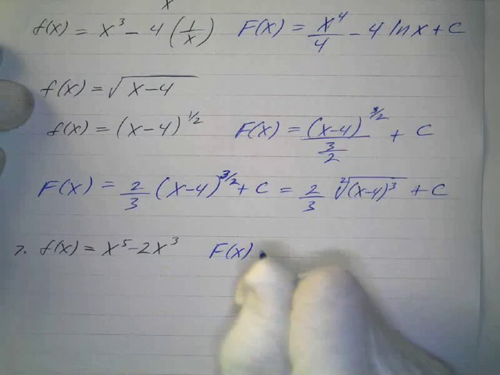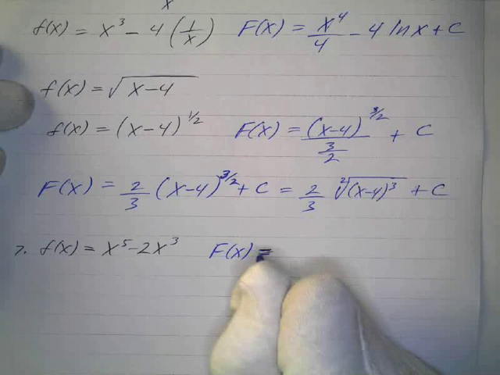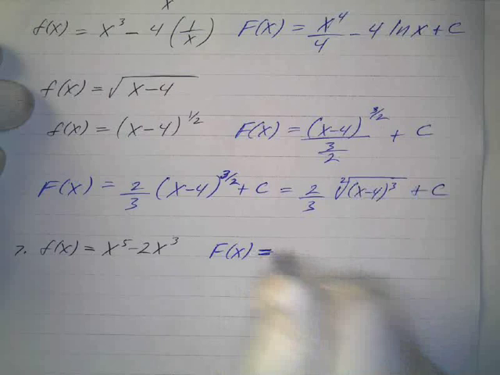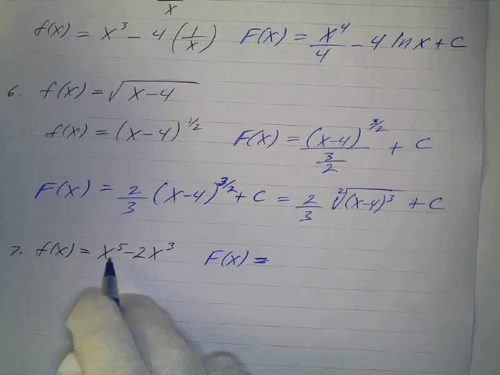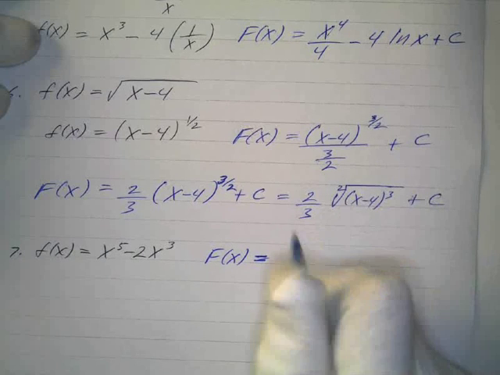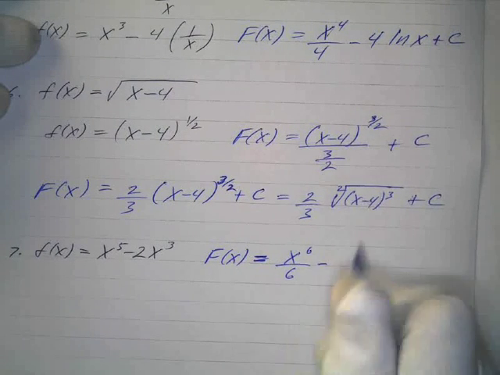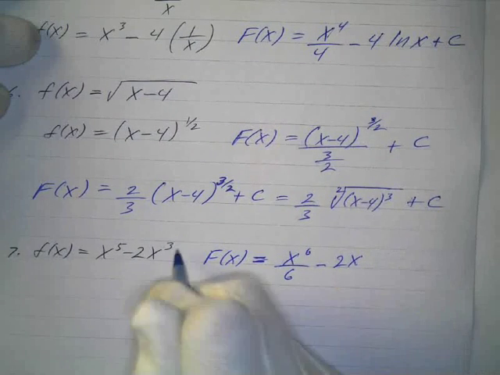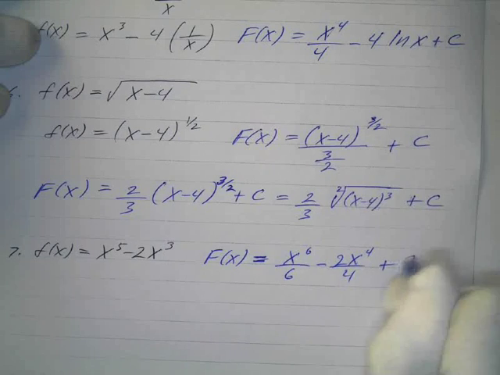So remember, again, we just add and divide. Remember, we subtract and multiply when we're using the power rule, so we go the opposite of the power rule, which would be add and divide. So x to the 6th over 6, minus 2x, and if I add 1, to the 4th over 4, and again plus c.